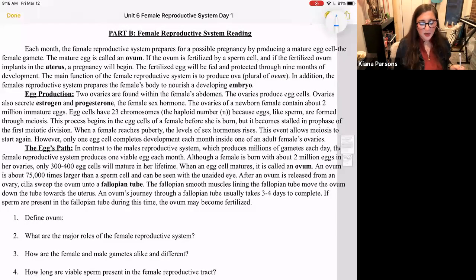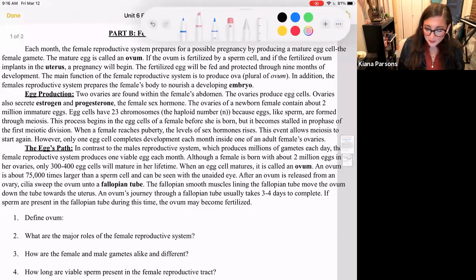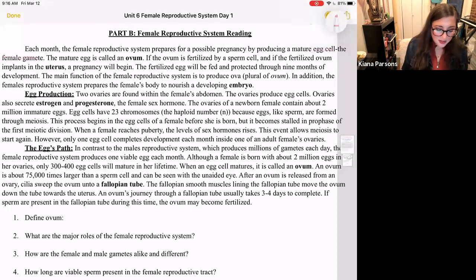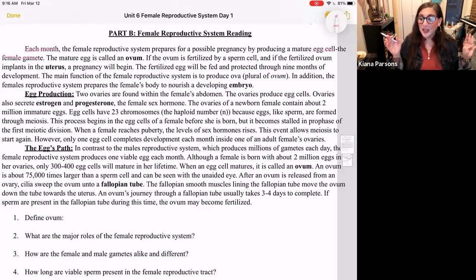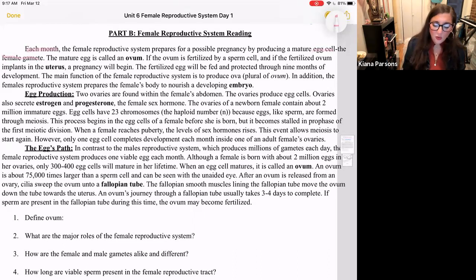Female reproductive system reading. It's a long one. Each month, the female reproductive system prepares for a possible pregnancy by producing a mature egg cell, the female gamete. So eggs are the female gamete, and this is a monthly cycle that is referred to as the female reproductive cycle, and menstruation is just one part of that cycle. And we'll get a lot more specific about that cycle in the coming days, but this is just our introductory reading. The mature egg cell is called an ovum.